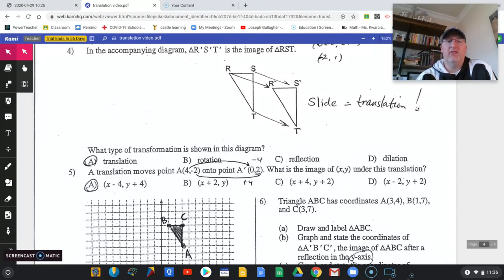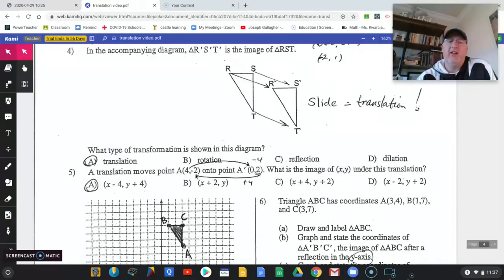Think of a number line. How do you go from positive 4 to 0 on a number line? We have to subtract 4. Because that was my first number, those are the x values. So really that would be x minus 4 right here. My second number went from negative 2 to positive 2. Now this is a little tougher.